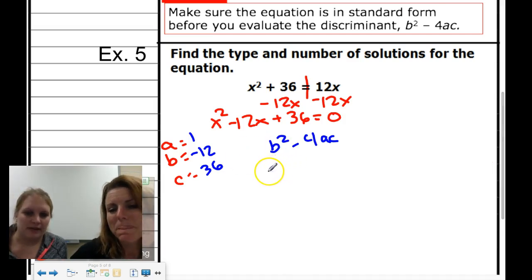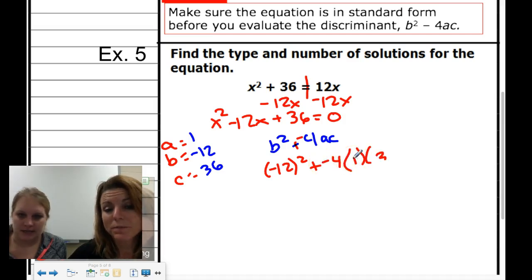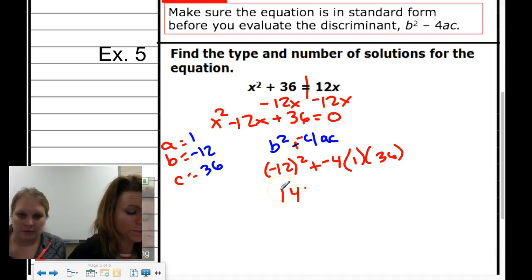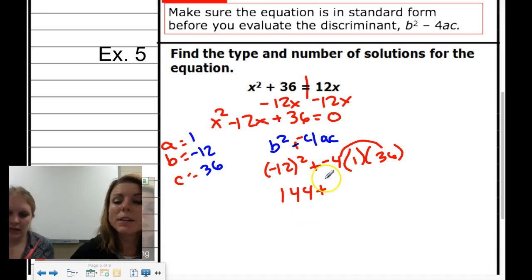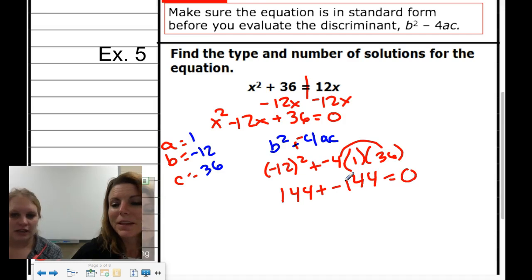So let's just plug in. B is negative 12, so use parentheses. Negative 12 squared, plus a negative 4 times A, which is 1, times C. Negative 12 squared is 144. Plus, well, what's a negative 4 times 36? Negative 144. So this is just going to equal 0.